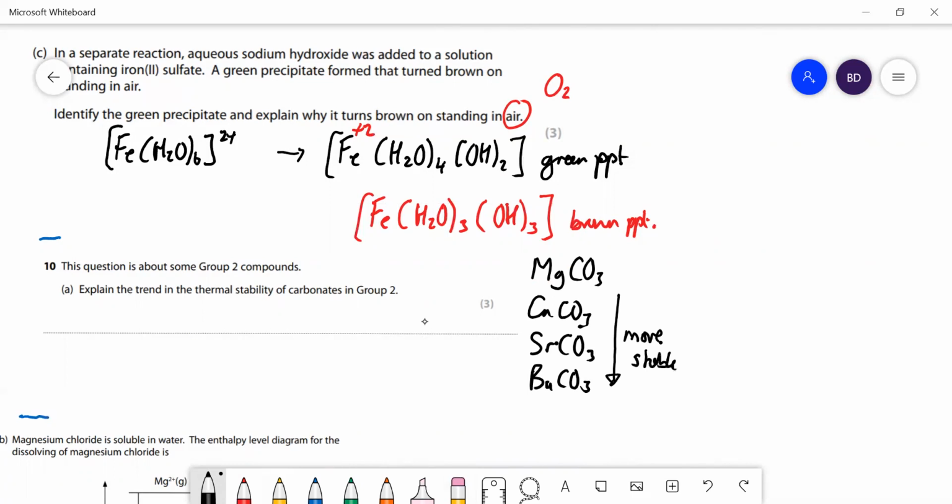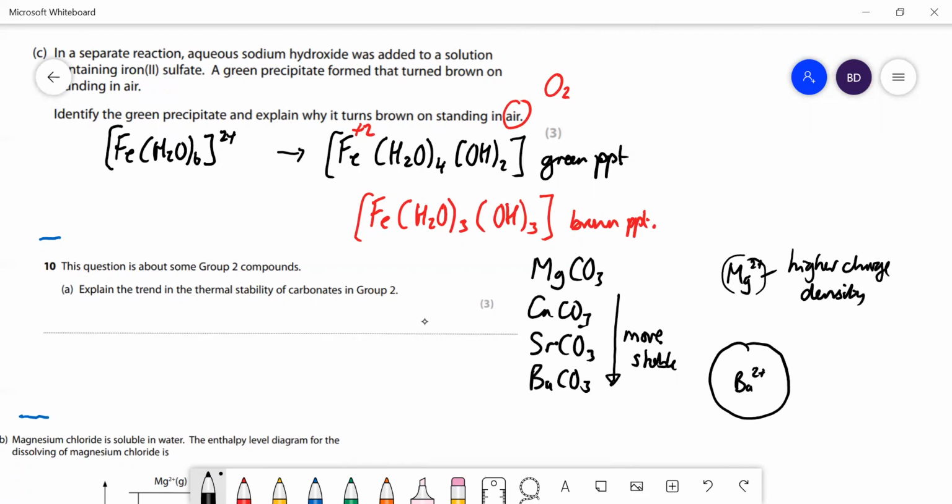Now, why are they more stable? Well, it's due to the size of the positive ion, the cation. Okay, magnesium ion is 2+ and small. By the time you get to barium, it's much bigger. So there's lower charge density there. Higher charge density here, and that polarizes the carbonate ion, which makes it easier to decompose into carbon dioxide. So the magnesium ion has got a higher charge density because it's smaller and polarizes the carbonate ion more.